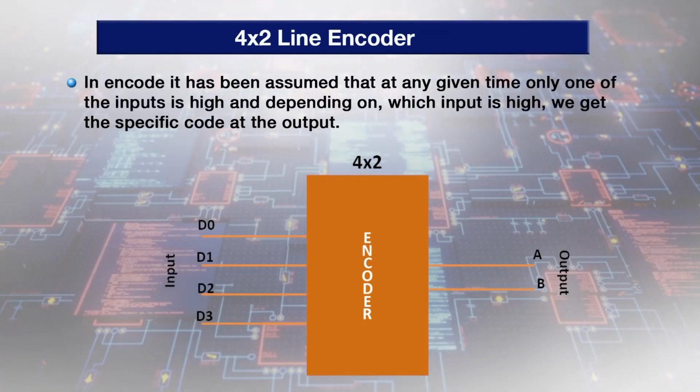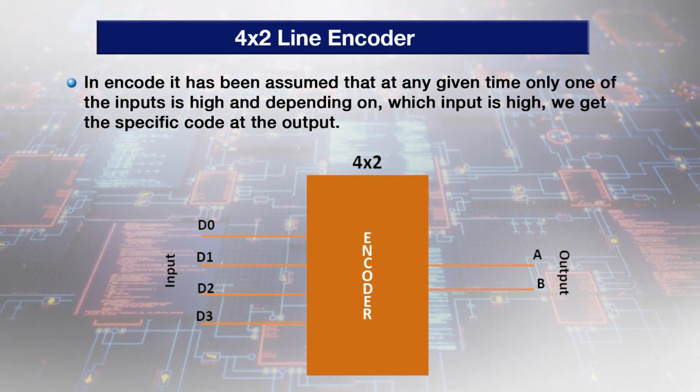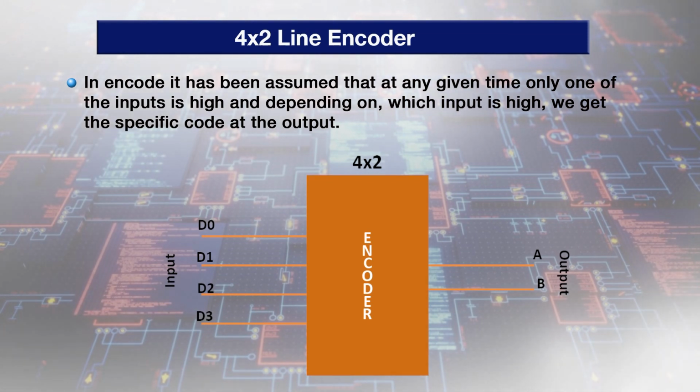So, let us take the case of a 4 line to 2 line encoder and understand how this basic encoder works. As you can see, this 4 line to 2 line encoder has 4 input lines and 2 output lines. That means at the output n is equal to 2 and the total number of inputs is equal to 2 to the power n, which is equal to 4.